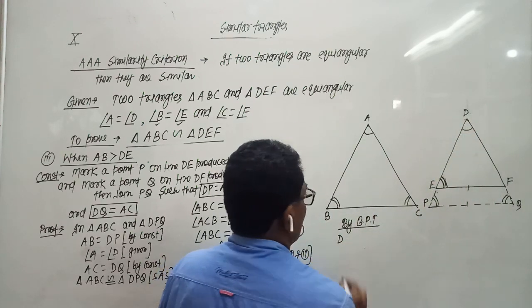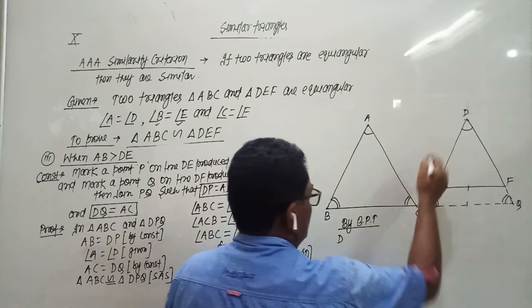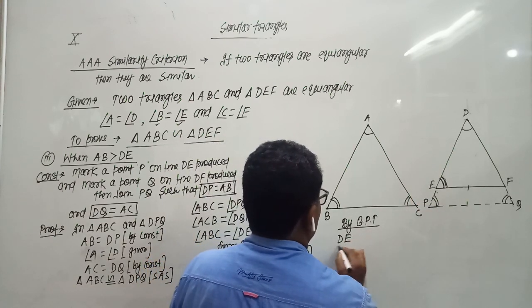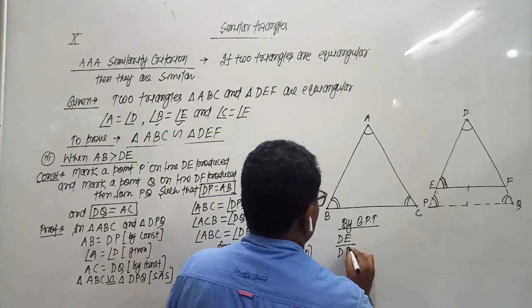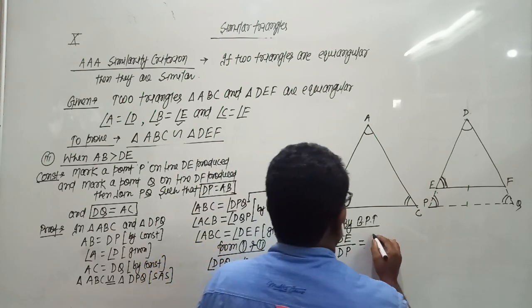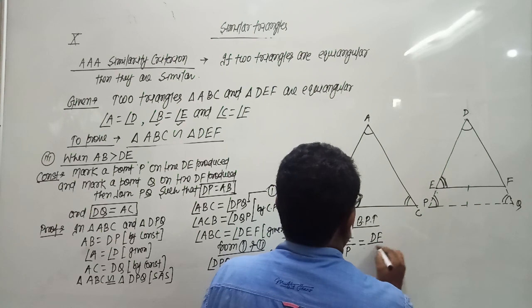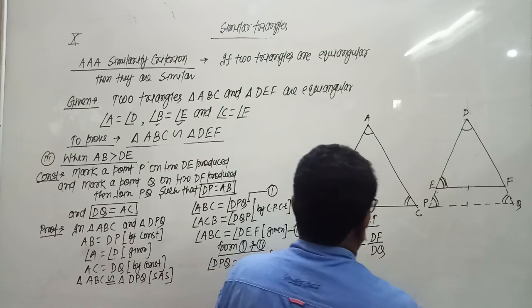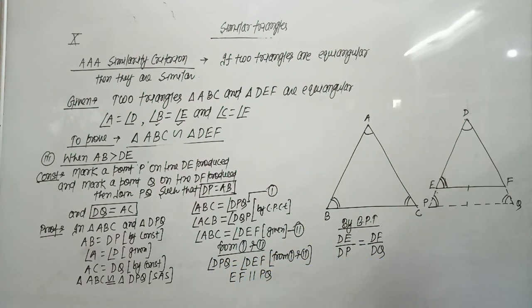It means, by the corollary of BPT, DE upon DP is equal to DF upon DQ. This is the corollary of BPT. Since EF is parallel to PQ, therefore DE upon DP equals DF upon DQ.